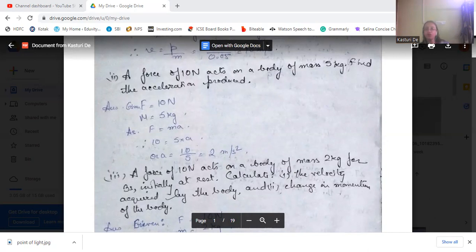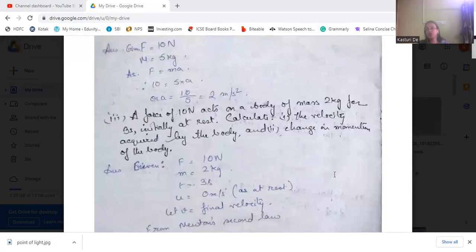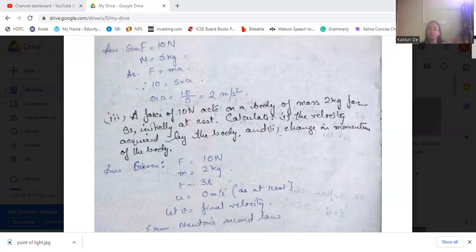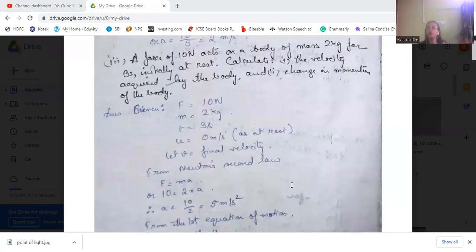Next is: a force of 10 Newton acts on a body of mass 2 kg for 3 seconds, initially at rest. Calculate the velocity acquired by the body and the change in momentum of the body. So given F is equal to 10 Newton, m is equal to 2 kg, t is equal to 3 seconds, u is equal to 0 meter per second as it is at rest, and let v be the final velocity. As the body is starting from rest, the initial velocity is 0 meter per second. And we need to find out now the final velocity.